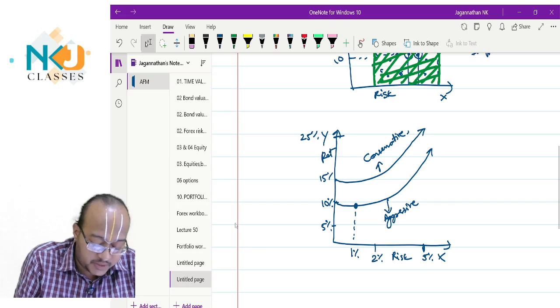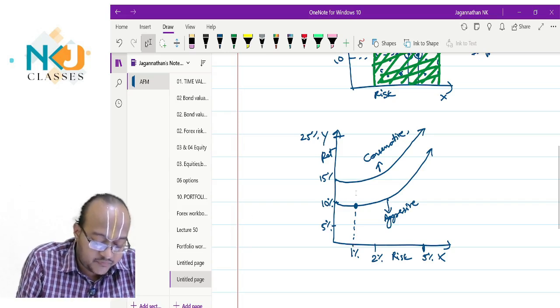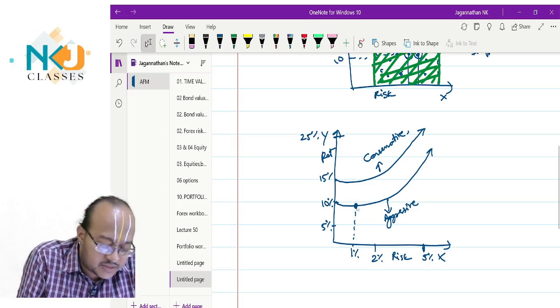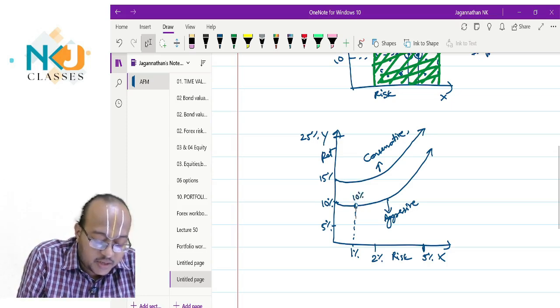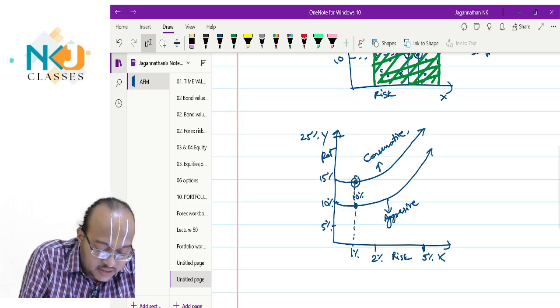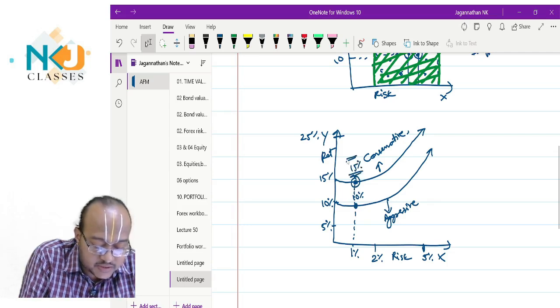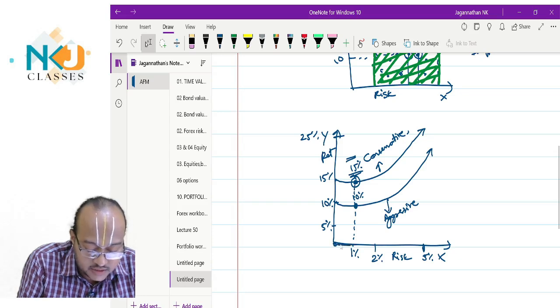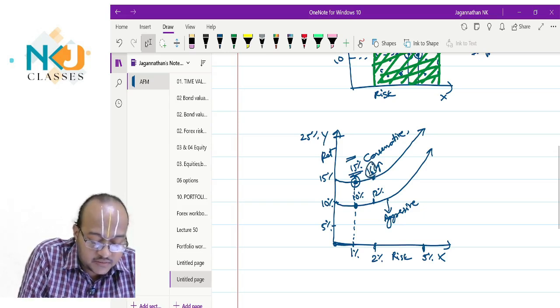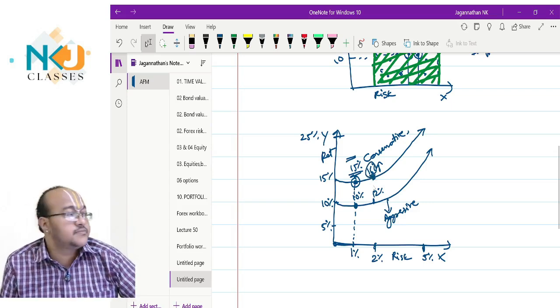See, for 1% risk, an aggressive investor may only be satisfied with 10% return. Understood? But at the same time, a conservative investor will ask for 15% return for the same 1% extra risk. Are you understanding? Go to 2%. At 2%, put 12% here. For the same instrument, he will ask for 16 or 17% return. Are you understanding this clearly?